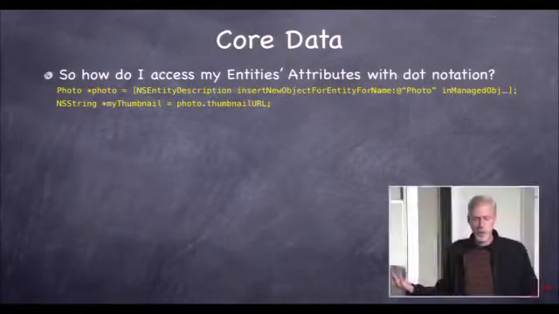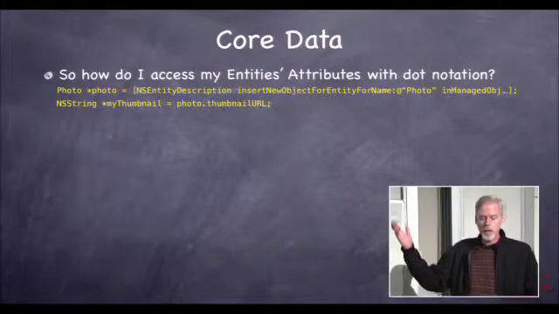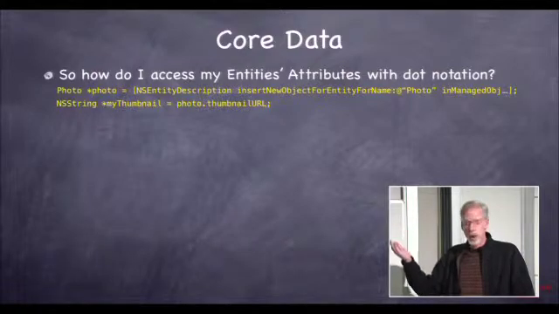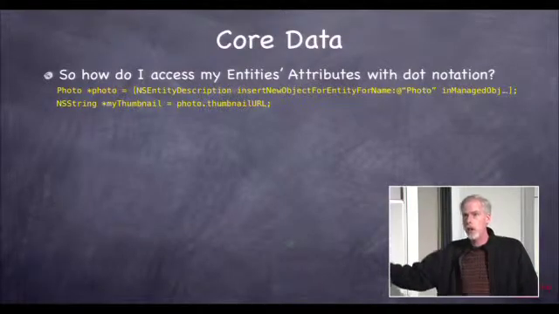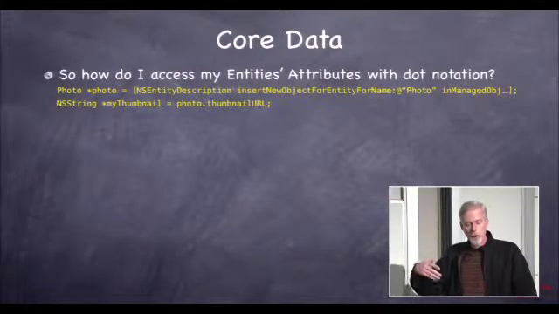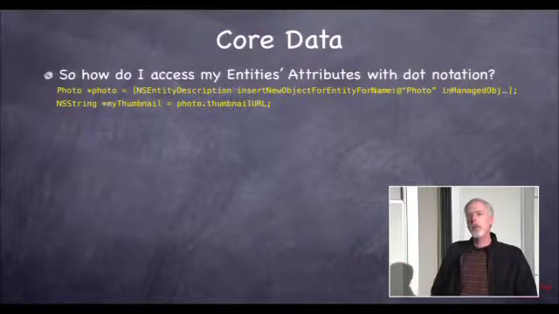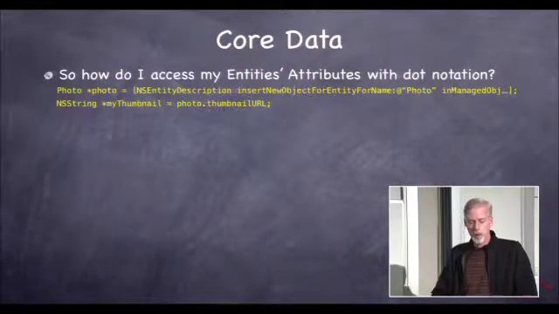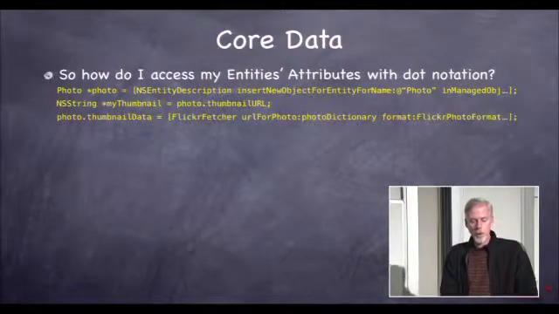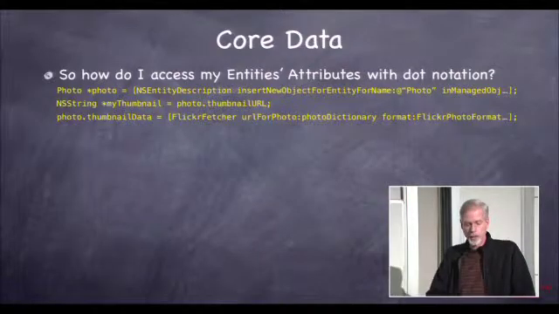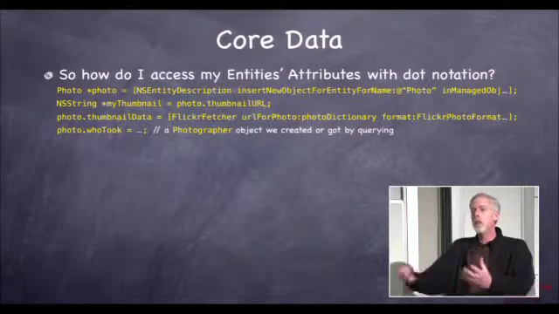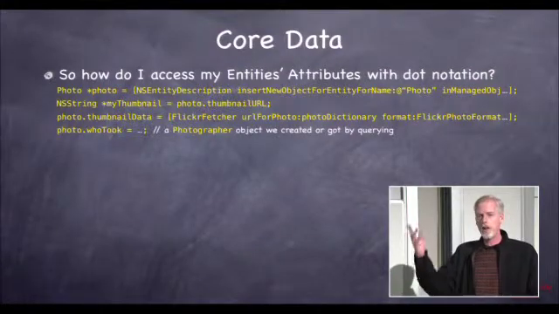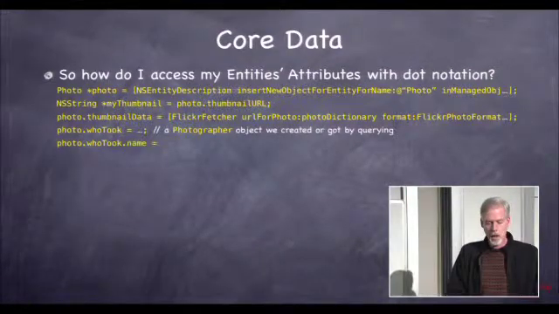Well, just using normal dot notation. So for example here, I say Photo star photo equals NSEntityDescription insertNewObjectForEntityForName photo inManagedObjectContext, instead of NSManagedObject star. And so now I can say myThumbnail equals photo.thumbnailURL because that's now a property on that thing. Or I can say photo.thumbnailData equals FlickrFetcher get the data. Or I can say photo.whoTook equals some photographer star that I got out of the database by querying or something.